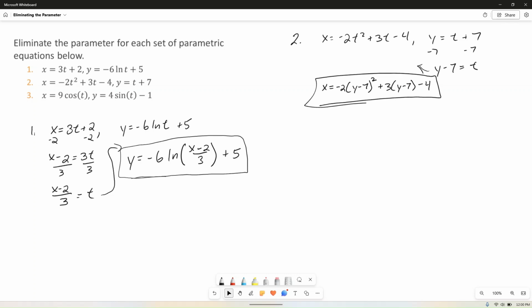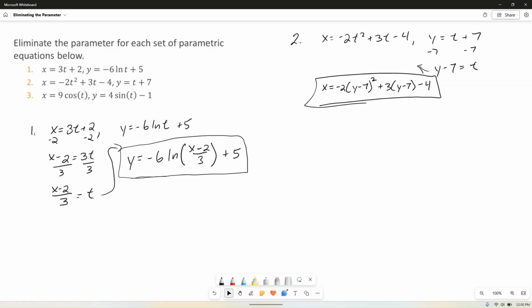I could simplify that, but it's not necessary. I'm just going to leave it like that. So that now describes x as a function of y, as a quadratic function of y. So it's no longer expressed as a parametric equation. It's just one function, and there's no parameter.